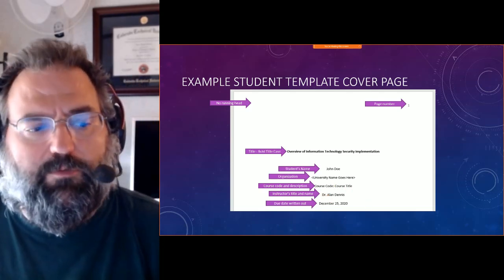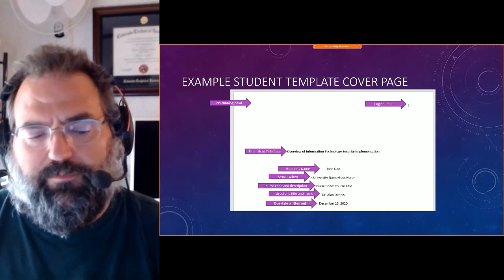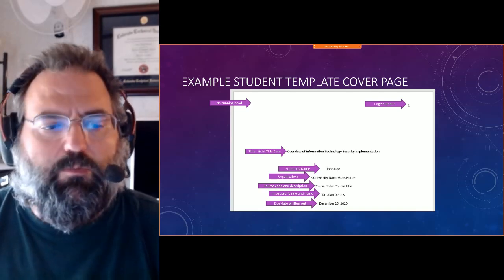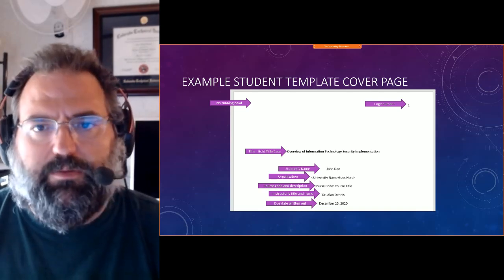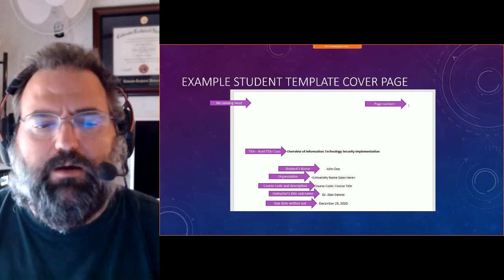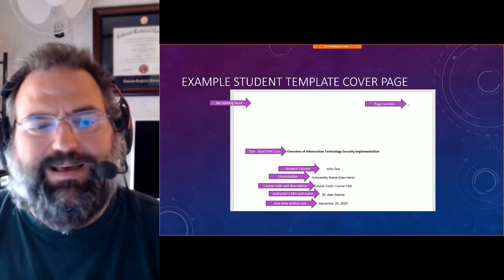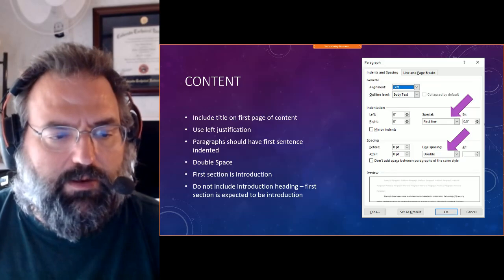Written out in a full form. Don't do it as 12/25/2020 or something. Write it out in the proper way: full name of the month, then the day of the month, comma, the year. So that is basically what the title page would look like.